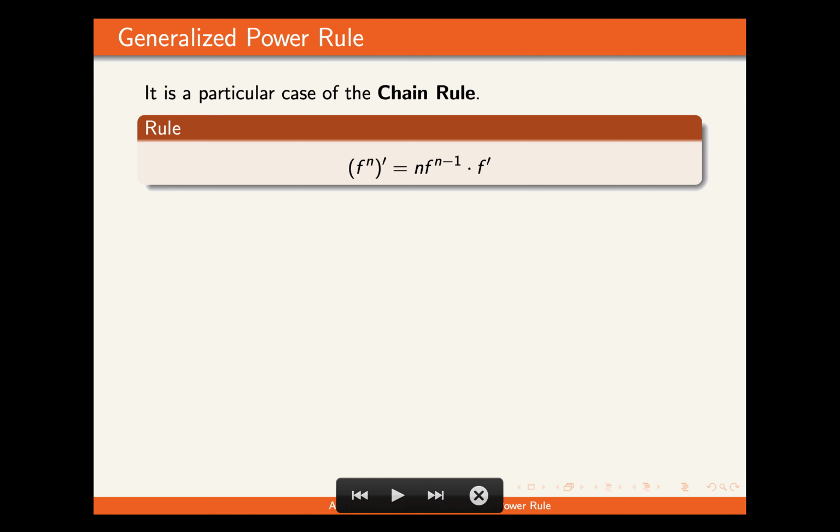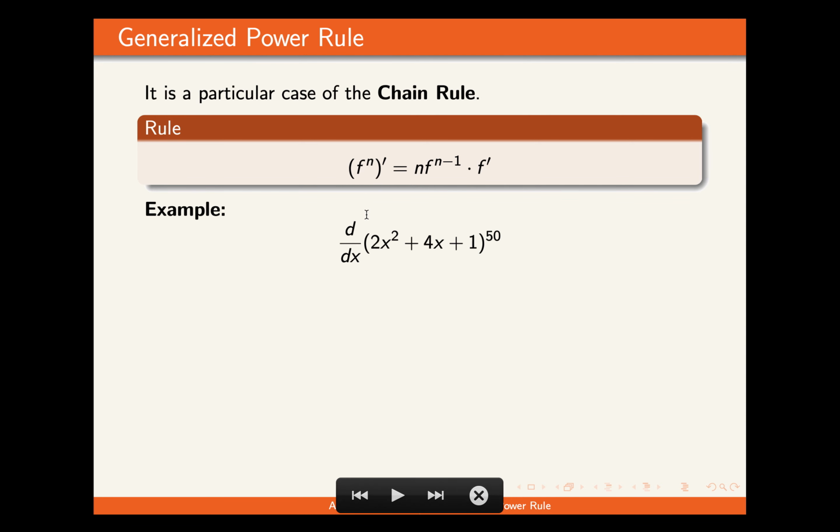So the generalized power rule says that if we have a function raised to the power n, then the derivative of such function will be: bring the power down, write down the function as it is, subtract the power by 1, and don't forget to multiply by the derivative of f. So let's try to see one of the examples.